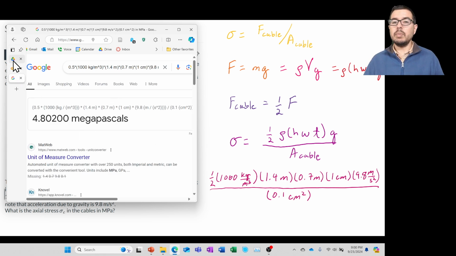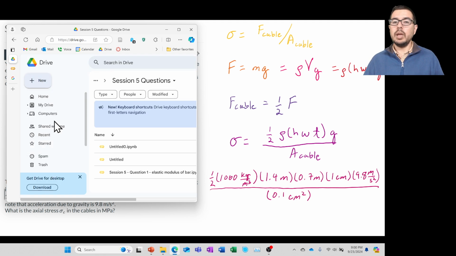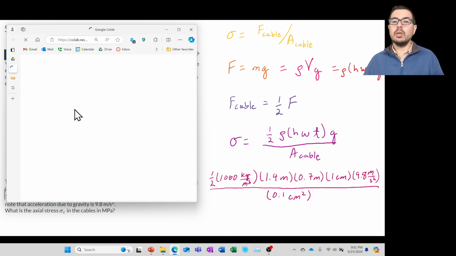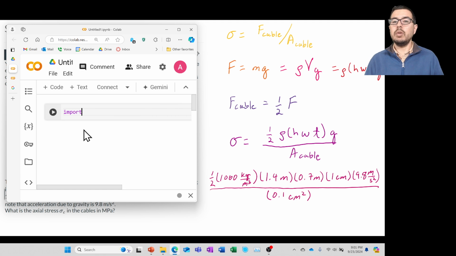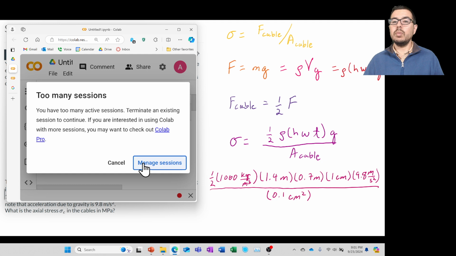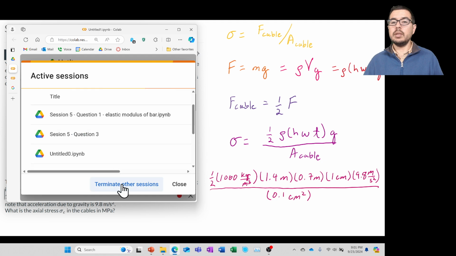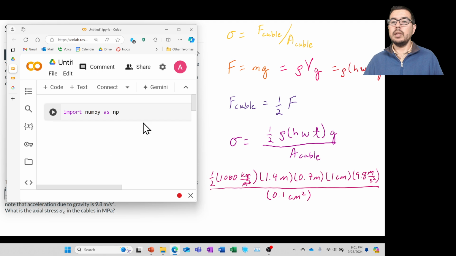If we want to do the problem in Python, we can go ahead and create a new Google Colab file, and we'll import NumPy. Oh, too many active sessions. Okay, well, that's too bad. Let's go ahead and delete some of these. Yeah, we'll terminate the other sessions. That's fine. Okay, great. And then we'll continue with our code.